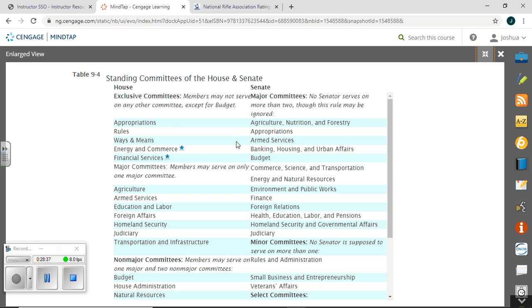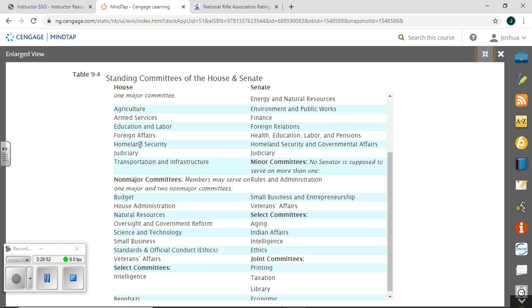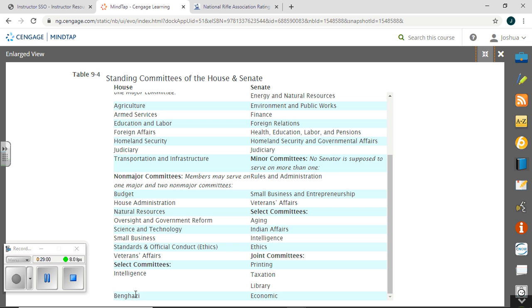So in the House, as you can see, you've got these called exclusive. They're a form of standing committee. And as it says, you may not serve on any other committee except budget. So this is like your one major assignment, and then you've got all these non-major assignments, and they are still like standing committees. I mean, they're there all the time. In the House, you had the Benghazi Committee, as I said.